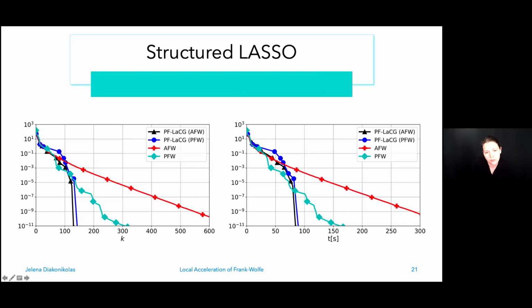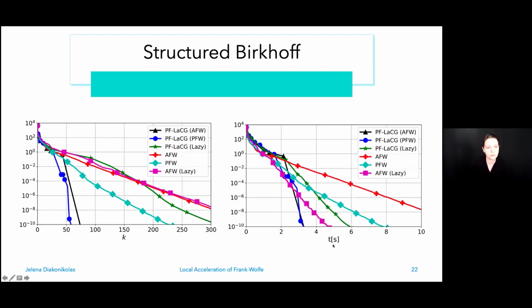So in the beginning, you may see kind of worse convergence, but eventually you do become faster, even in terms of time. And here is another example just on Birkhoff polytope, maybe not as dramatic of improvement, but this local acceleration is still there.